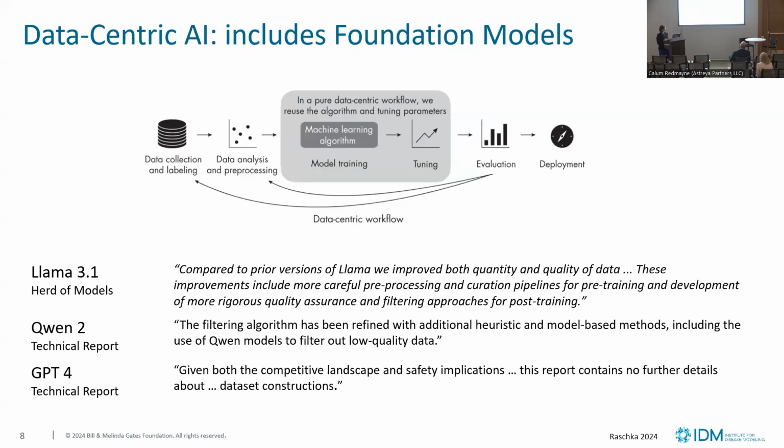And then finally, GPT-4, what was notable about this particular report was the lack of mention of their data set construction. And the reason for this is that data is so much part of their core IP that they don't actually publish what their data-centric workflow is. And I think that that's a really critical part of this. When we think about the quality of models, a big part of that is in this data curation step.